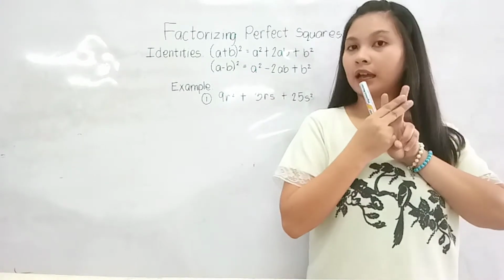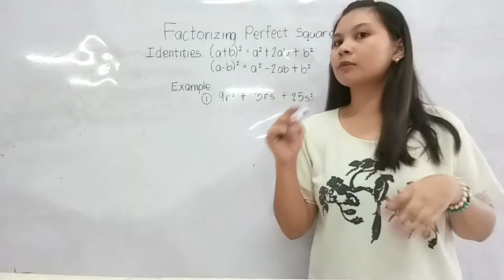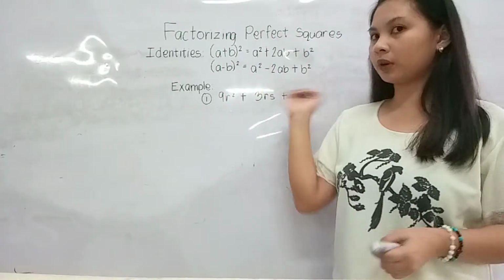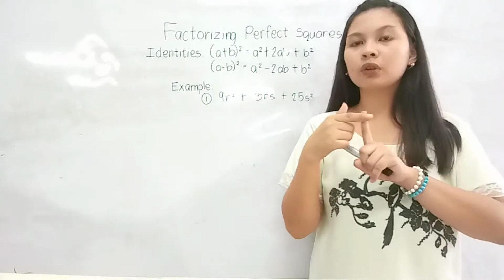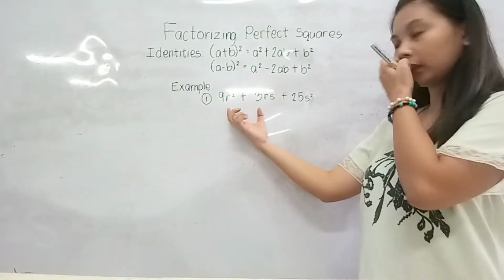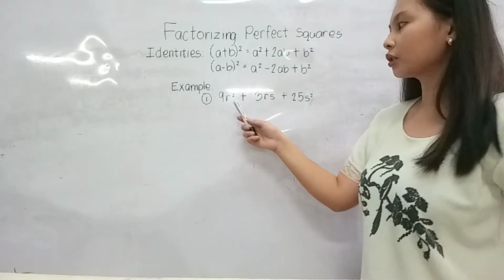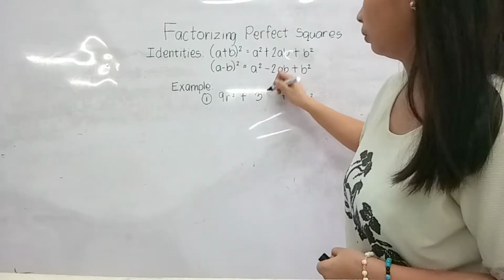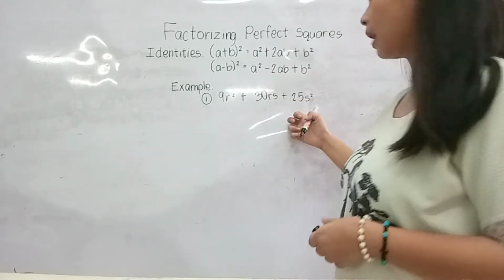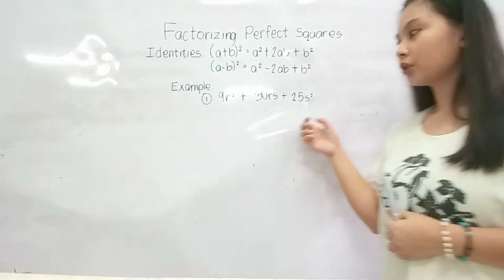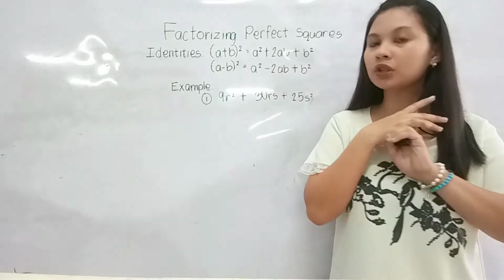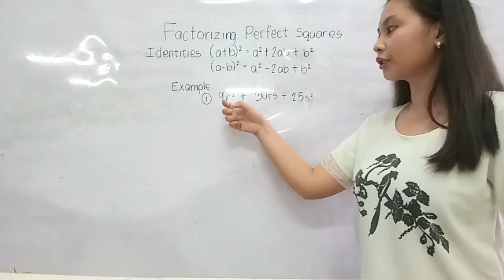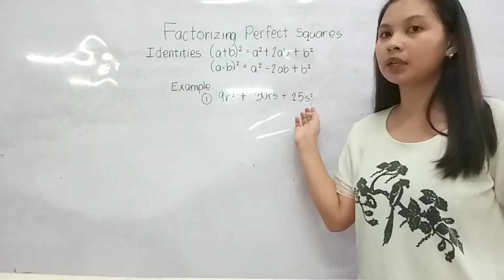So, dapat niyo siyang tandaan. Itong factorizing perfect squares, meron tayong dalawang conditions dito. Gagamitin lang natin si factorizing perfect square kapag, una po, yung givens natin is a trinomial, katulad nitong given natin dito: 9r squared plus 30rs plus 25s squared. And the second condition, dapat yung ating first term and our last term should be perfect square.